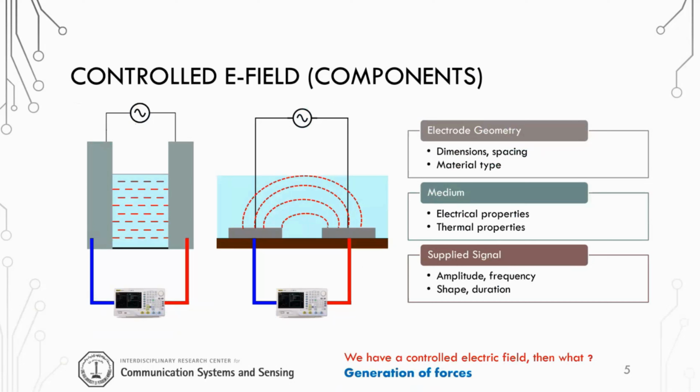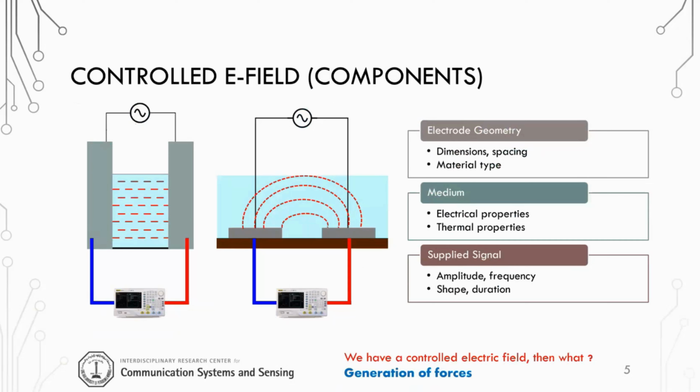The last component is the supplied electric signal, because to generate an electric field, what do you need? You need an electric field generator, for example, if you want to generate an AC, or you can just use a DC supply if you want to use a DC. So the amplitude, the frequency, the shape, the duration, the time you apply, all this will also make a difference to control your electric field. So let's now say we have a controlled electric field, then what?